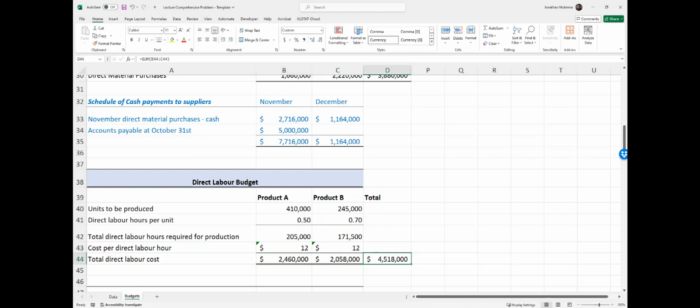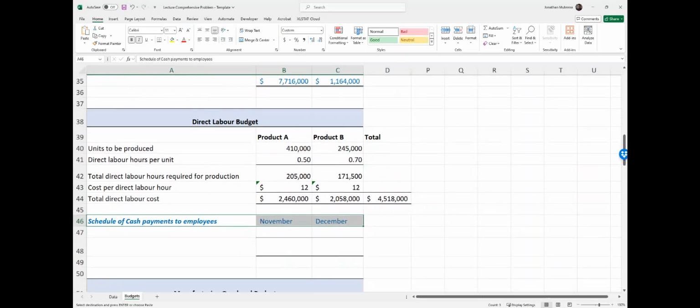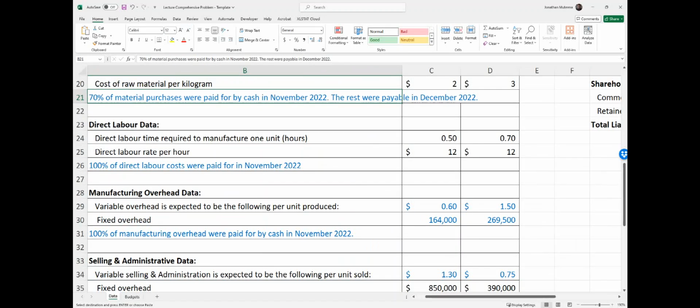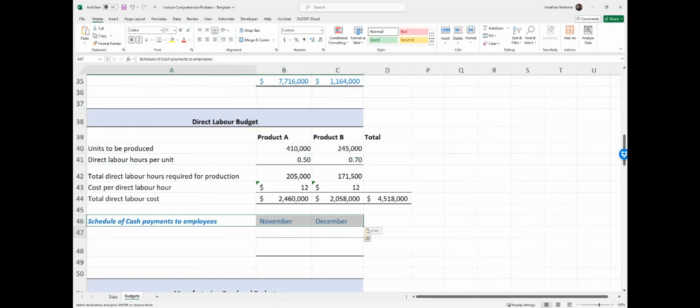So before we move on to the next budget, again, what I'd like to do is, we're going to have to pay for this, right? So let's go prepare that schedule. And that schedule, what does it say? How are we going to pay for that labor? Are we going to pay part this month and then part the next month? Are we paying all of it this month? So for direct labor, as you can see, 100% is paid for in November. So that's a straightforward one.